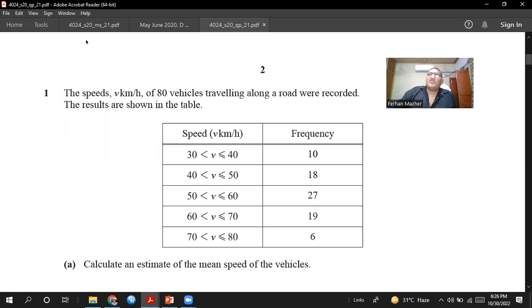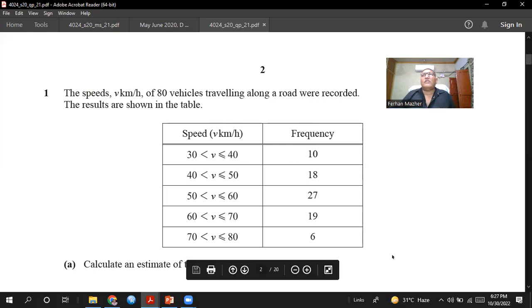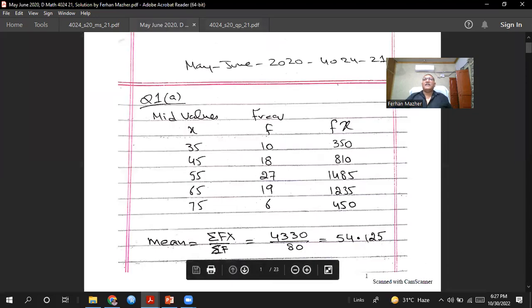If you want to find the mean speed of the vehicles, the method is very simple. I will find the mid values of these classes. For example, this is from 30 to 40. You find its mid value by adding the two class limits, 30 and 40, and dividing the sum by 2. So 30 plus 40 is 70, and 70 divided by 2 is 35. I will call that x, the mid value, and then multiply it with the frequency, represented by f. I will write a column of fx, and the mean is the summation fx divided by the summation f.